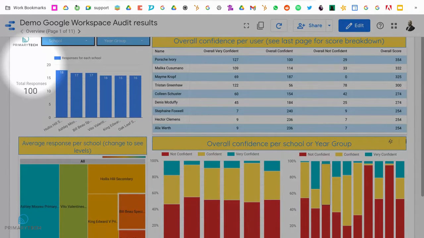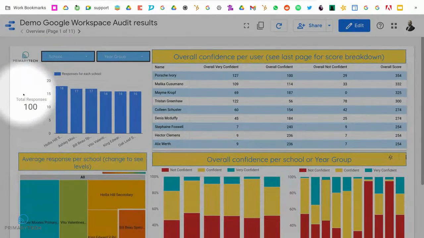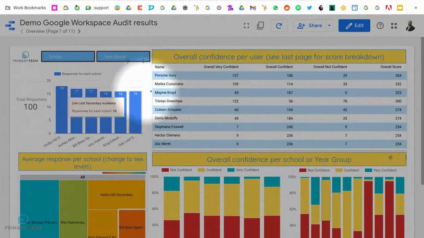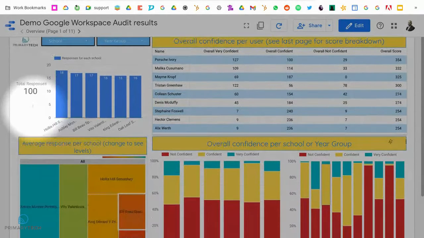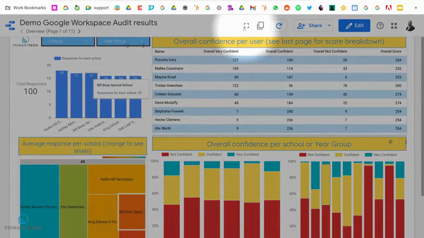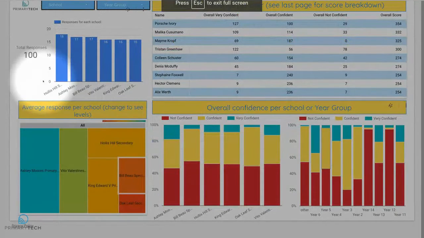Now, in this case, we had, as you can see on the screen there, 100 responses from a multi-academy trust who vary across primary and secondary schools. This is obviously all sample data, so these are not real people. But their results go into a dashboard that we can utilize, and if I just pop that into full screen mode, you'll be able to see slightly bigger.